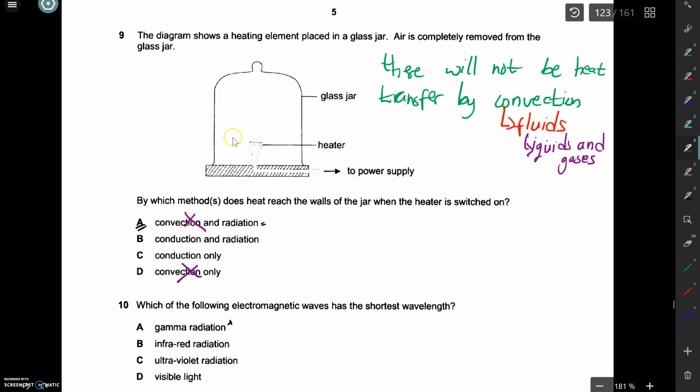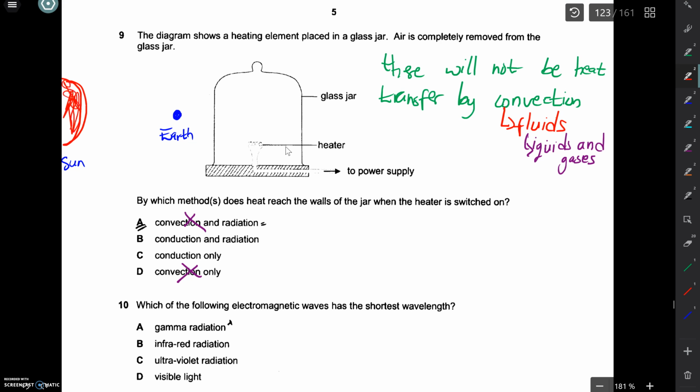But the main method of heat transfer here is going to be radiation. The main method of heat transfer will be radiation. Heat will be radiated from the heater to the walls of the glass jar. The same thing happens with the sun and the earth, right? If this is earth, and obviously this is the sun, right?